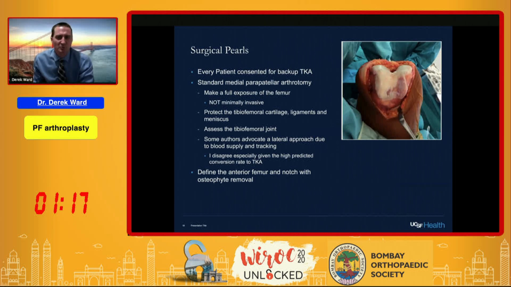So, some surgical pearls. Every patient is consented for a total knee arthroplasty in case you run into other issues. You need to make a full exposure of the femur. This is not a minimally invasive procedure because you need to see the femur to put the implants in the right place. Some authors advocate a lateral approach. However, I strongly disagree with this due to the high predicted conversion rate and the difficulty with this.